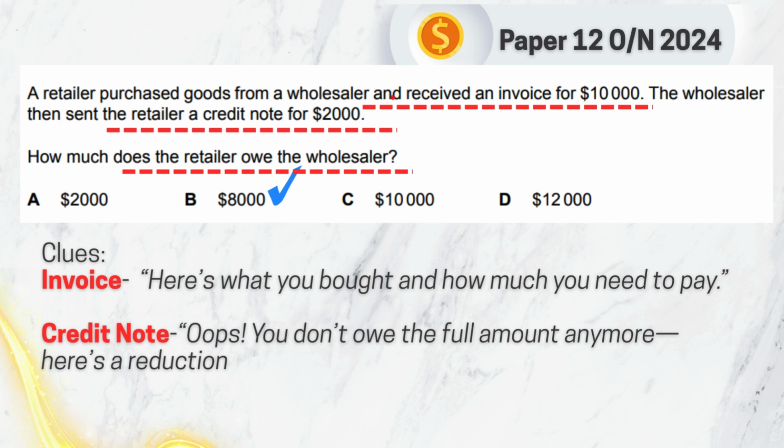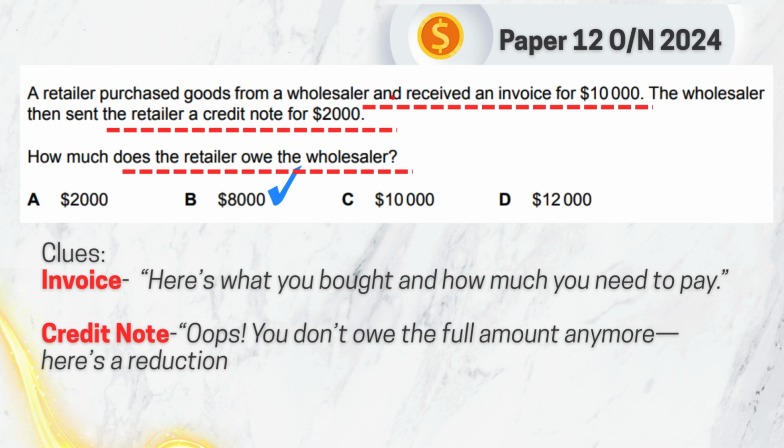So you have the word owe. Owe means have to pay. It means liable for, need to settle. And there are two documents that you need to take note of. One is an invoice and the other one is a credit note. When we say invoice, it's a document. It's a kind of bill.